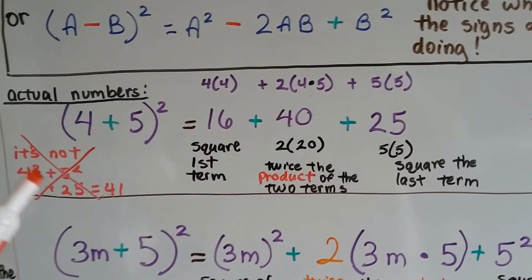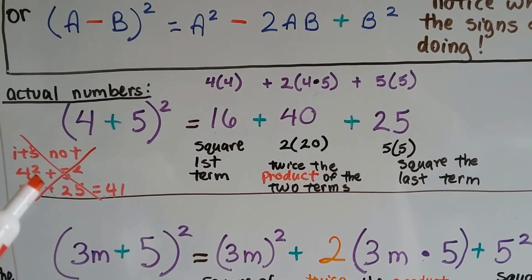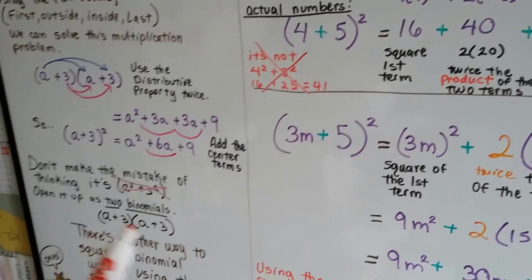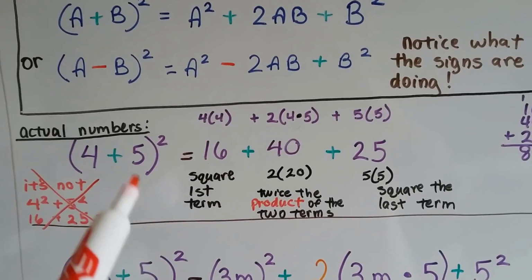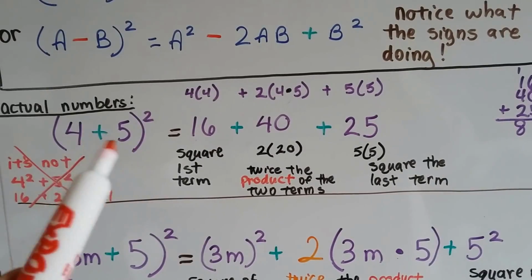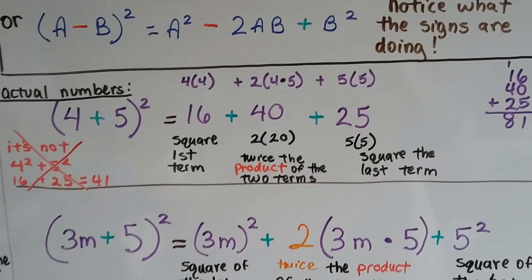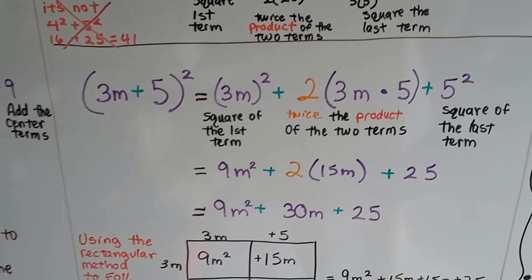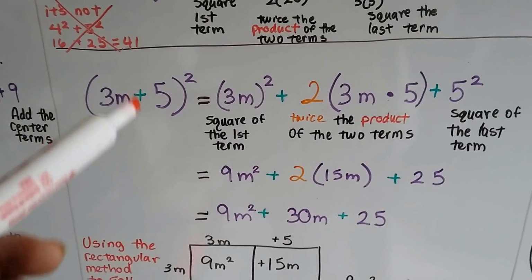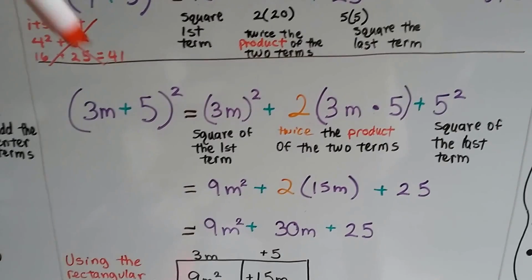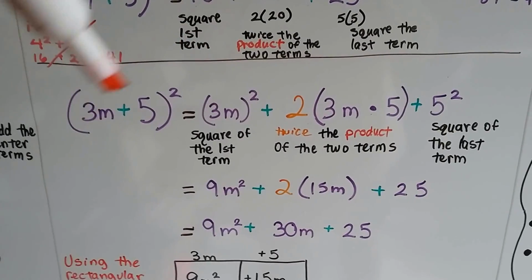So see how it's not 4 squared plus 5 squared? You've got to open it up so that they're two binomials and use FOIL, or use this method of squaring the first term, doing 2 times the product of the two terms, and then squaring the last term, and then you'll get it right, okay? What if we have a variable in there? We've got 3m plus 5 as the base, and it's squared. So we square the first term, 3m squared, okay?